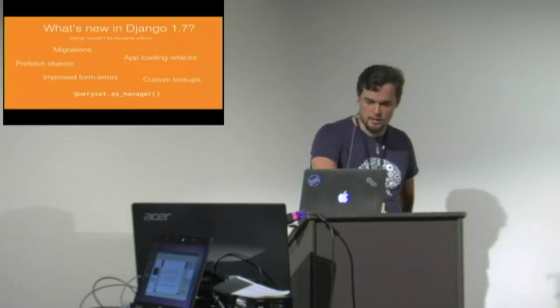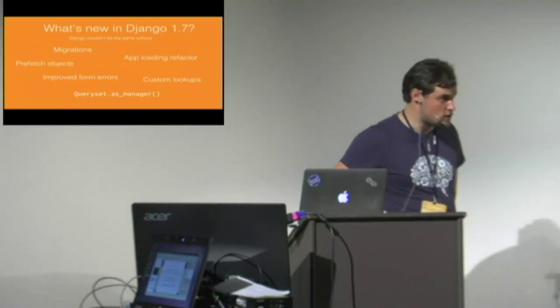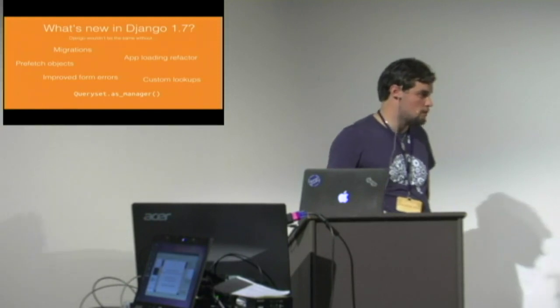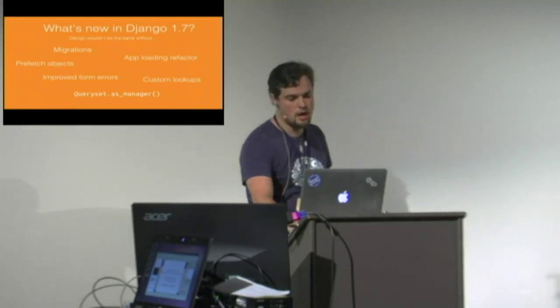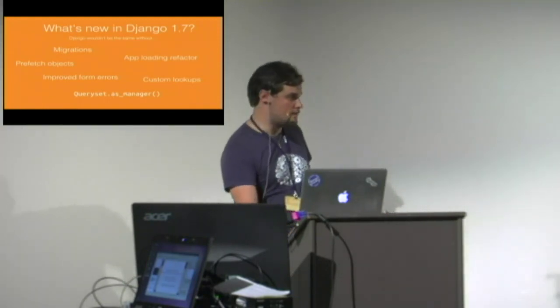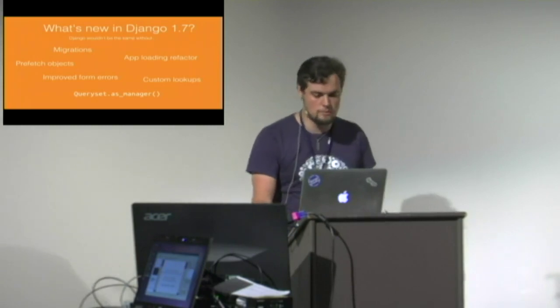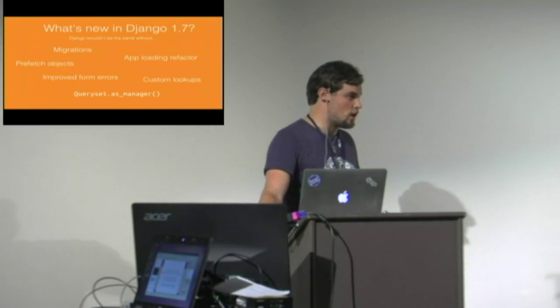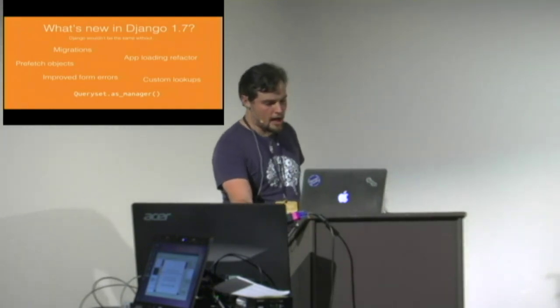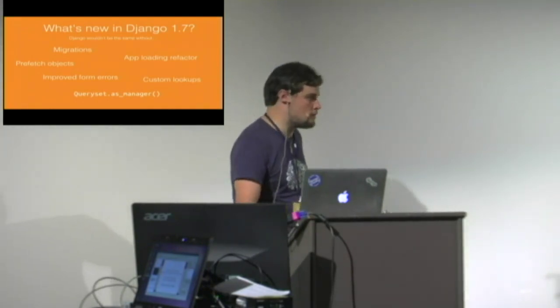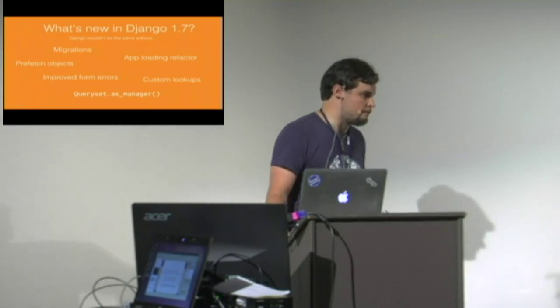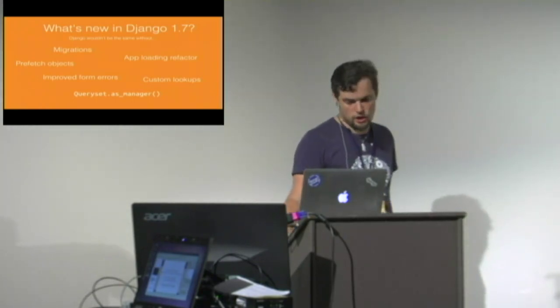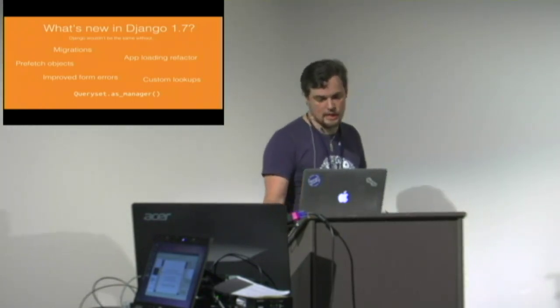We also added prefetch objects. It makes prefetch_related more usable. You can specify custom querysets and so on. The ORM got the ability to specify custom lookups and transforms. We added queryset.as_manager, so you don't have to duplicate as much code when you're writing a manager. We improved the way that form errors work, so that all the ones produced by Django generate a certain code so that you can inspect them programmatically.